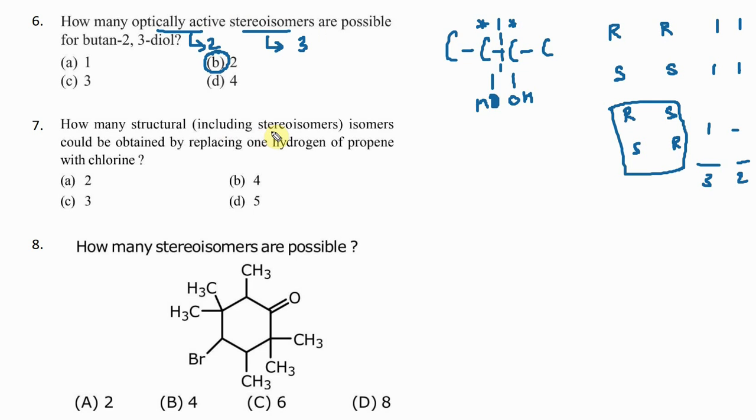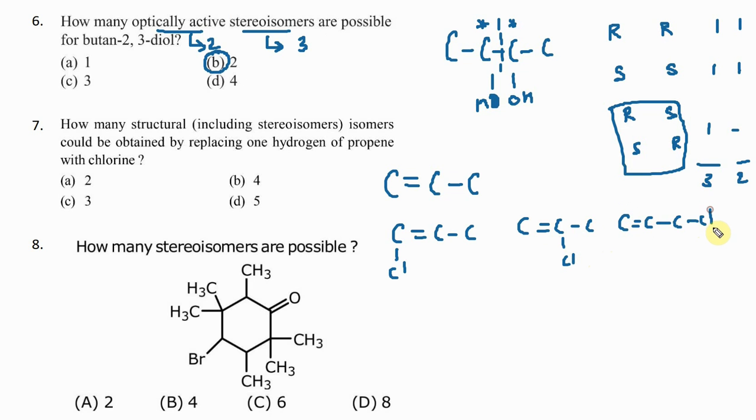How many structural isomers, including stereoisomers, are possible for replacing one hydrogen of propene with chlorine? So we have seen this question actually before. If we take only one hydrogen from propene, what can you have? Chlorine, double bond, C double bond, ClC, and then C double bond, Cl. Okay, so this is what we have right now. How many structural isomers are possible?